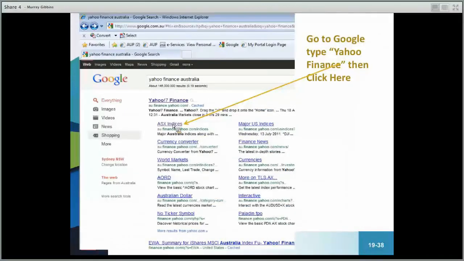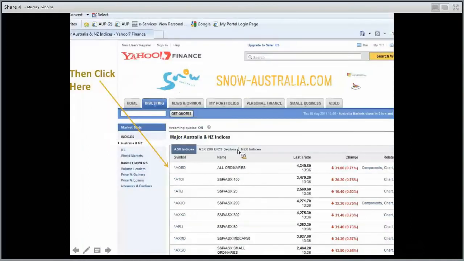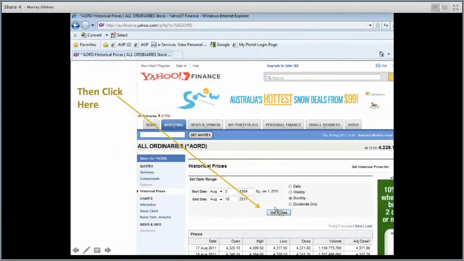But looking at the All Ordinaries Index and how it might be calculated, if you wanted to graph that over time, you could go to Google, type Yahoo Finance Australia, and click on that, that'll do us, ASX indices, I should say. Now, the All Ordinaries covers the whole market. The ASX 200 is the top 200 capitalized companies, and other indexes are available. But let's go for the All Ordinaries, and let's have a look at how that's calculated.